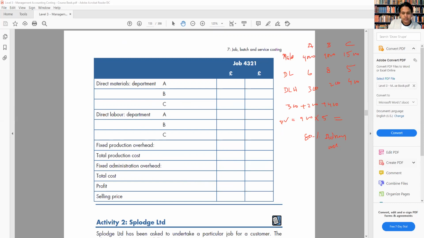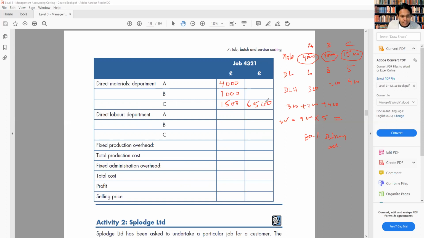The direct material, department A, B, and C. So let's start with that. So direct material, the department A. How much is the department A? We have 4,000, and B 1,000, and C 1,500. All right. So if I added these three, that will give me the total cost for the material. So we can write it down here. So we said the total will be how much? 6,500.